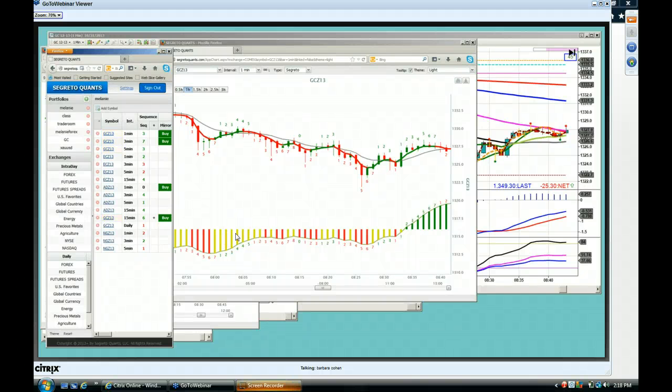Do it on the first chart that you pull up, and then after that, the rest of them will automatically become white.